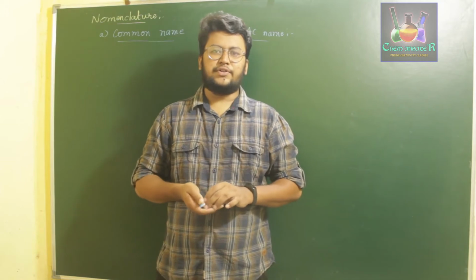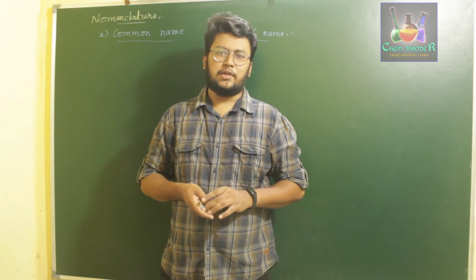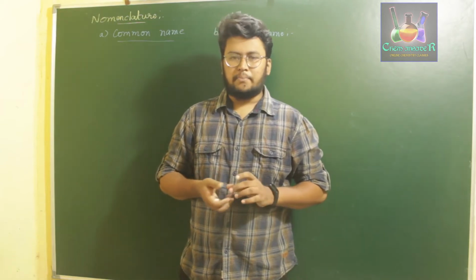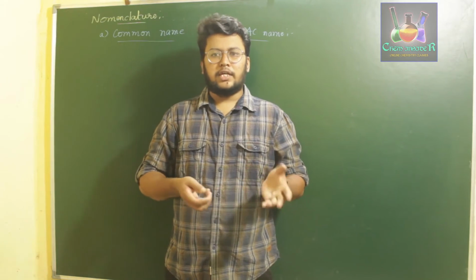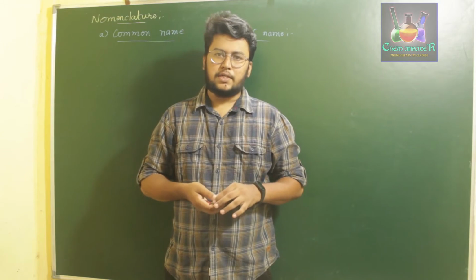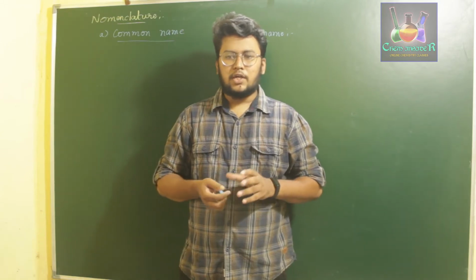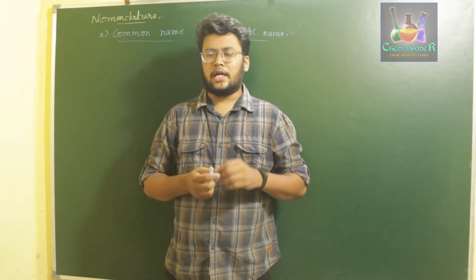So in today's class we are going to discuss the topic of nomenclature from the haloalkanes and haloarenes chapter of class 12. In the previous class we discussed different types of classification based on sp3 hybridization, sp2 hybridization, and the number of halogens present in a given haloalkane or haloarene. So now in this class we are going to discuss the nomenclature of haloalkanes and haloarenes.